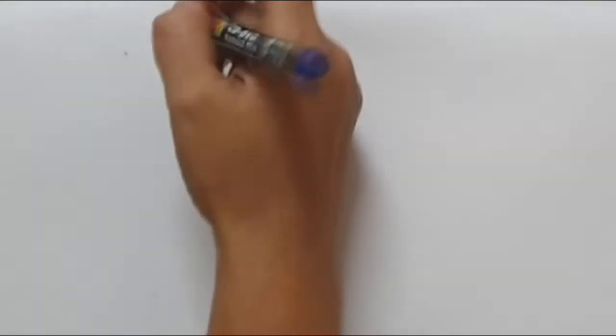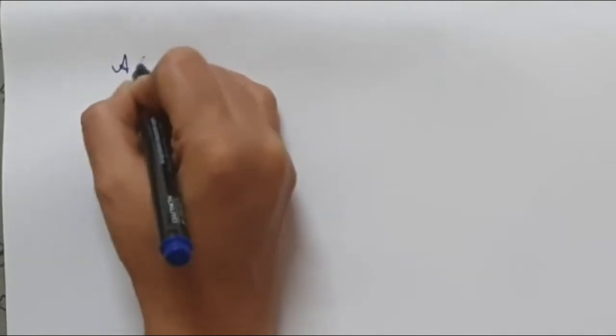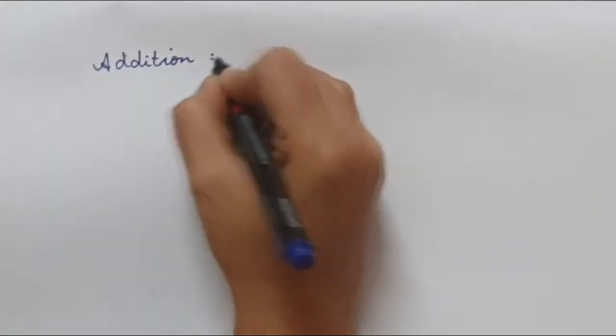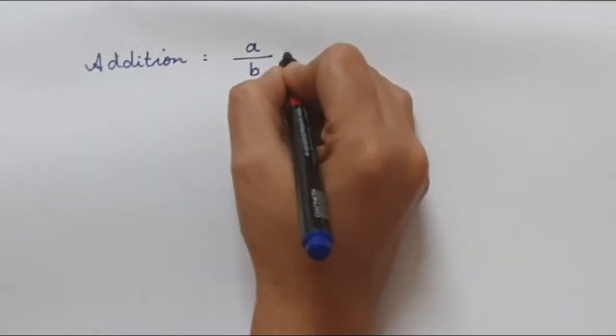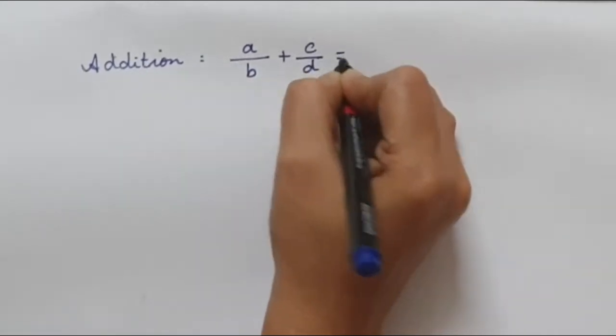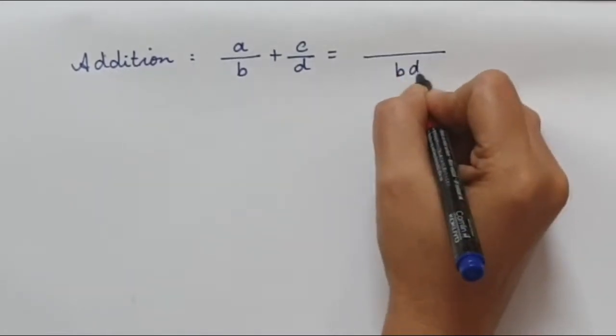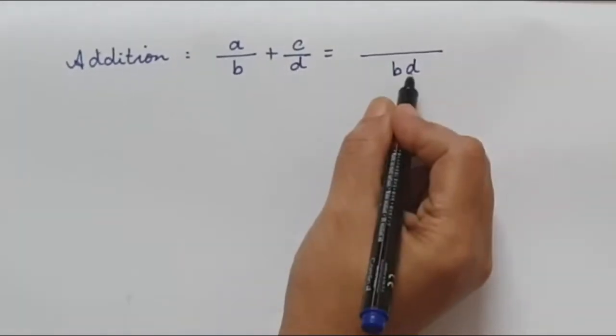Algebraic fractions. The following 4 rules are used to work out the values of fractions. The first one is with addition. Suppose it is a by b plus c by d. In order to add these two fractions, we need to take the LCM of it. Then bd will be the LCM.